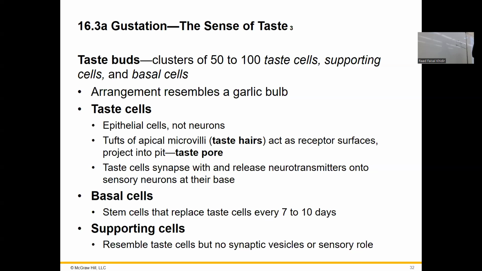So taste cells, over time, due to stress and the life cycle, they die and they must regenerate. This makes for an interesting question: what's the name of the progenitor cells that have the potential to enter the cell cycle and replace those dead taste cells with new taste cells? These are the basal cells. Supporting cells resemble the taste cells, but they have no synaptic vesicles or sensory role.